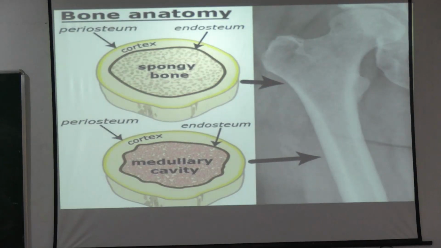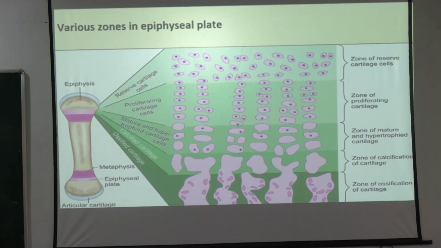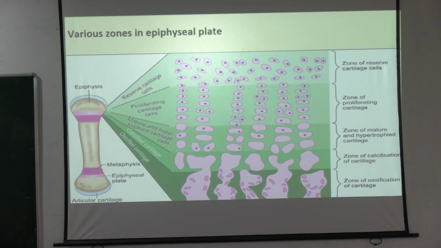And other than this, we have the epiphyseal plate, which is a point of interest. This epiphyseal plate grows in length and width, and we get a bone there. If we do not have this epiphyseal plate properly placed, we have trouble in bone growth. That's why this epiphysis is important.